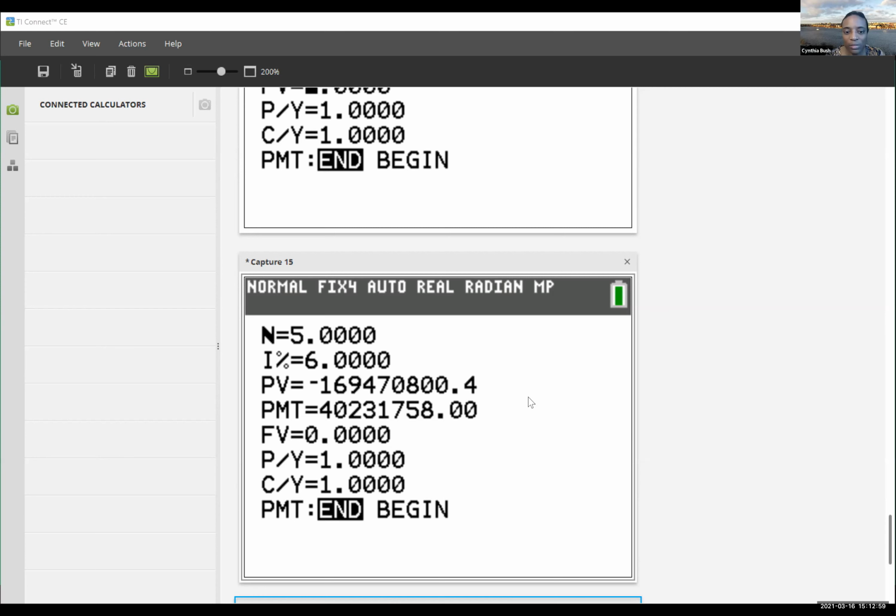Notice your calculator makes it negative. We just ignore the negative. Steph's not making negative money. Okay, so Steph's making the equivalent of $169,470,800.40. That is what his contract is worth in today's money. Anybody have any questions on how we put this in the calculator?